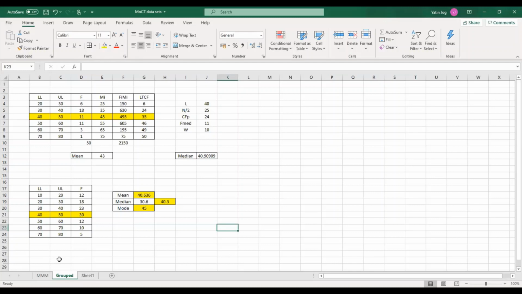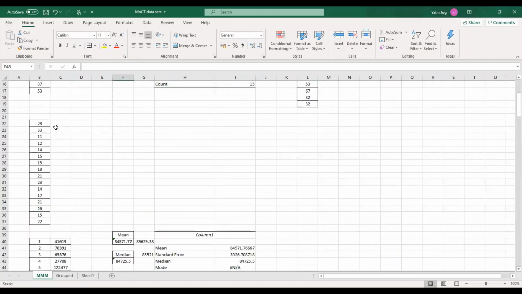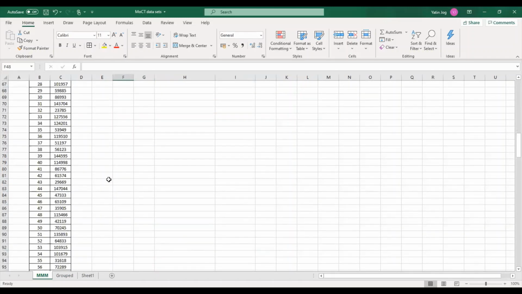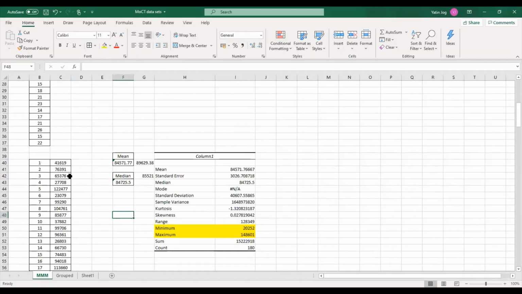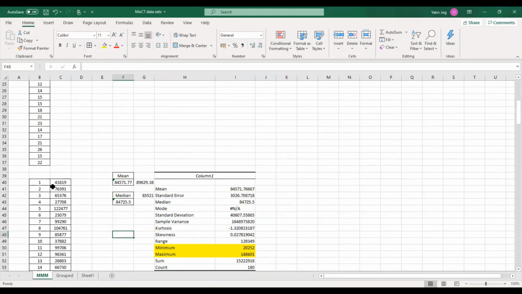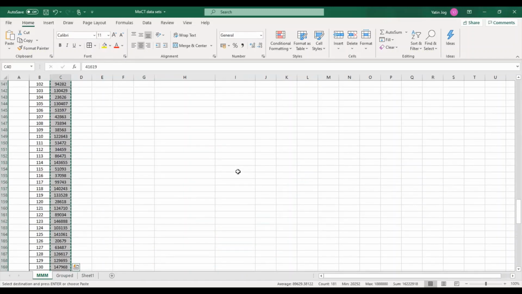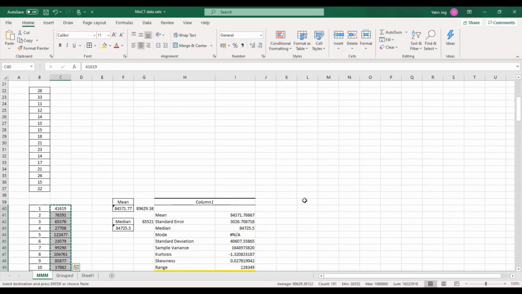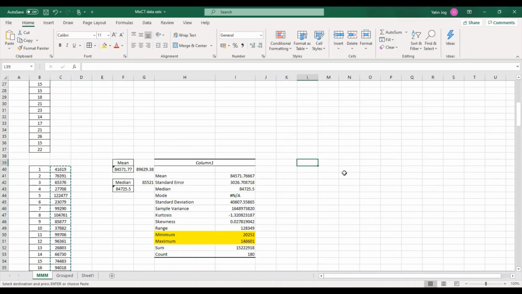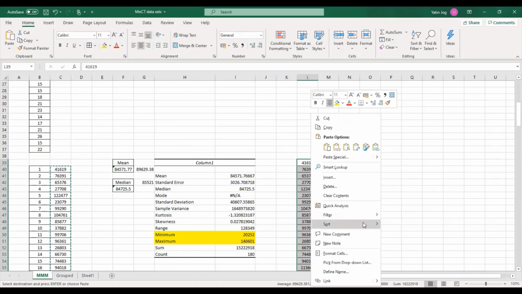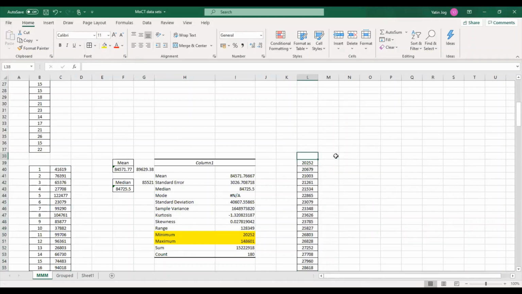Fine. I'll now show you how to calculate quartiles and percentiles. If this is your data set, I'll consider this data set of 180 values. I'll copy all the values just to show you what it will look like if you rearrange the data set, and paste it here. I'll not change the original data set. Now I'll sort them, smallest to largest. So this is the sorted data set.